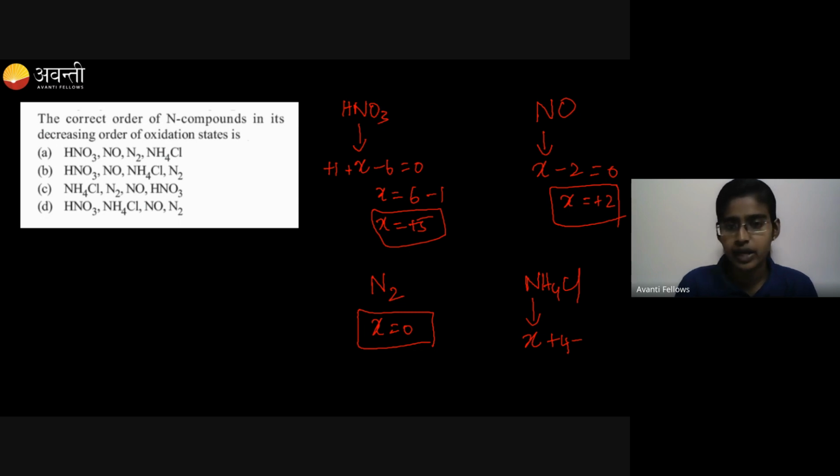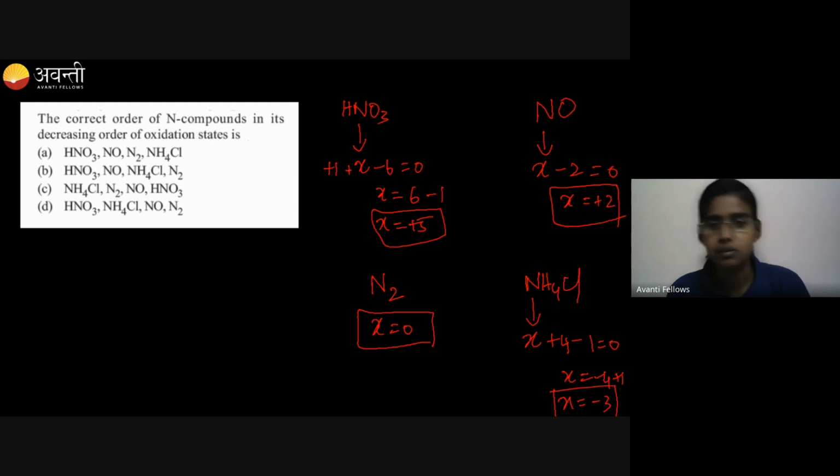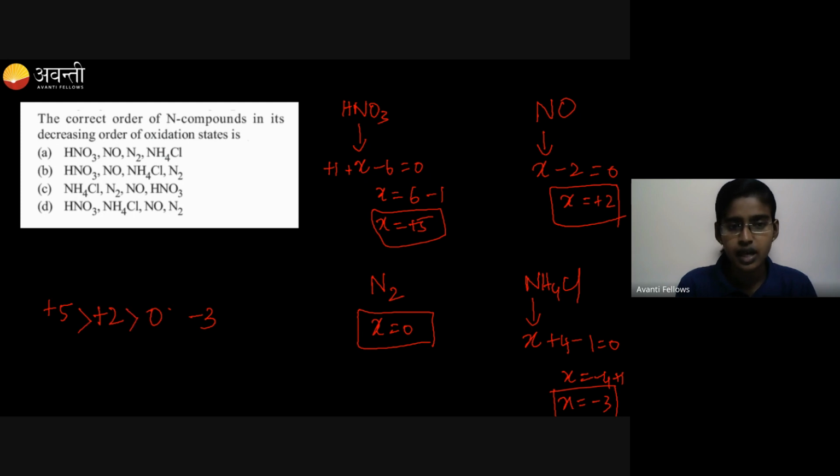Charge is -1 and X is -4 + 1, so it will be -3. Decreasing means higher number to smaller number. So +5 is bigger, then +2, then 0, then -3. So this is the correct decreasing order of oxidation state.